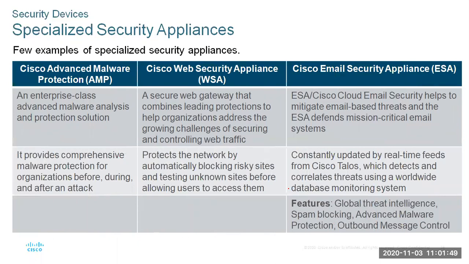Now, these are some examples of specialized security appliances that you can use. Cisco has the Cisco Advanced Malware Protection, usually an enterprise class advanced malware analysis and protection solution. It provides comprehensive malware protection for the organization during and after an attack. Then you have the Cisco Web Security Appliance.